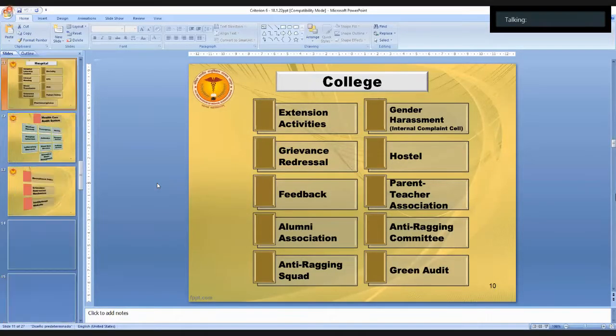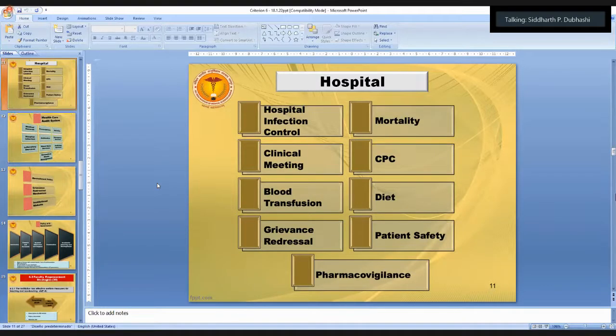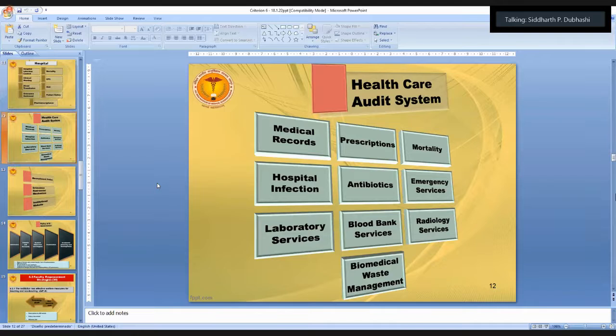Green audit. For the hospital: infection control, mortality, clinical meeting, blood transfusion, diet, grievance redressal. When I talk of grievance redressal for the hospital, it is naturally with reference to patient safety, and pharmacovigilance may or may not be there for your setup. We need to have committees looking into the medical records, prescriptions, mortality, hospital infections, proper use of antibiotics, emergency services, laboratory services, blood bank, radiology, but the most important nowadays, which is definitely looked into, is related to biomedical waste management.